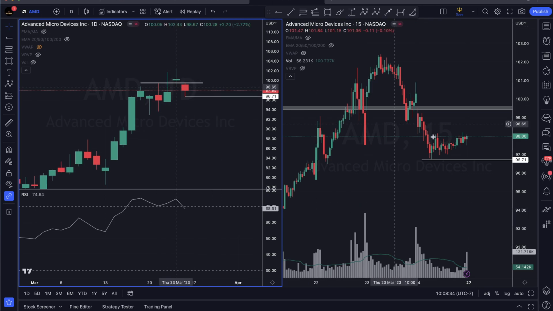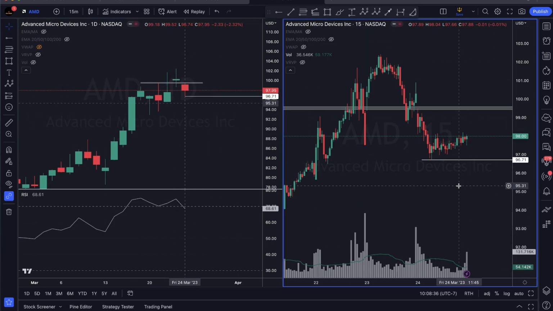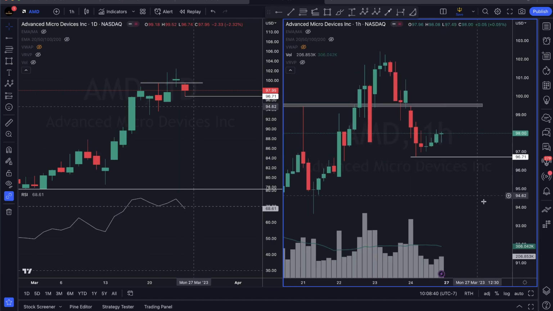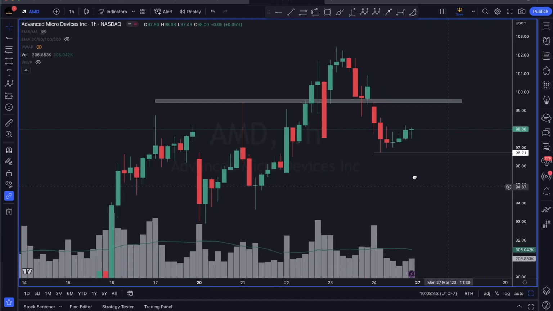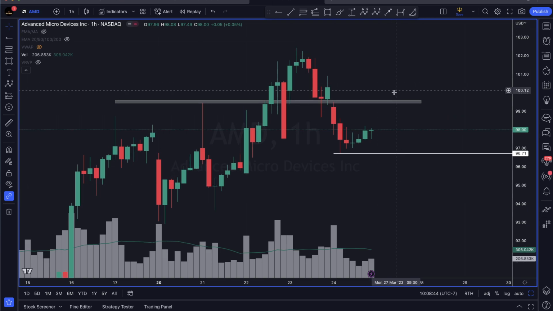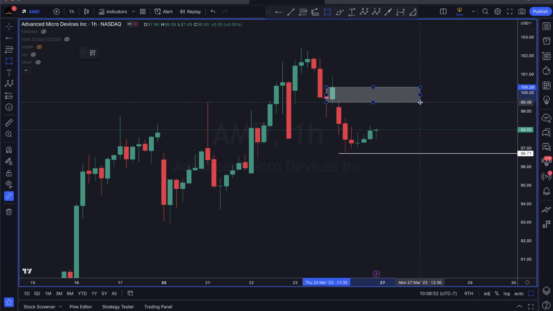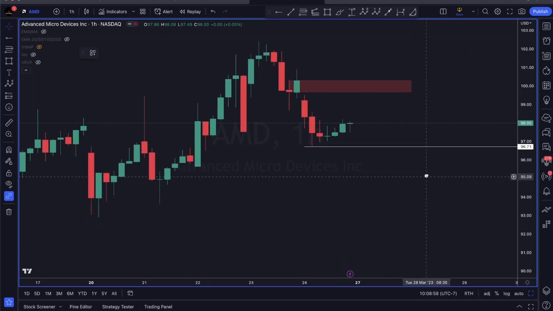Taking a look at AMD here. Let's look at the hourly chart. Right. So now I identified this zone, no volume. Now I identify this zone as a supply here, a 1 hour supply clearly. Up here I can see, let's mark it as a supply zone.